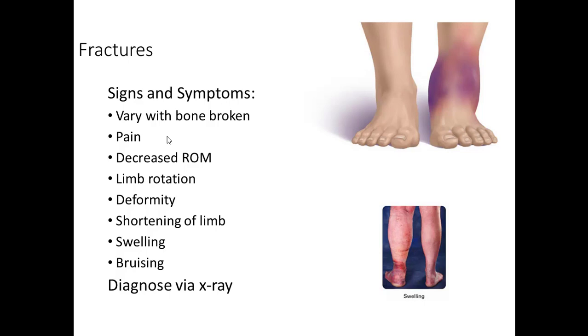Fractures are diagnosed with an x-ray, and sometimes a CT or an MRI might need to be done if it's a very tiny, minor fracture. Not to be taken any less seriously, but it may just not be able to be seen on an x-ray, so a CT or an MRI might be done.